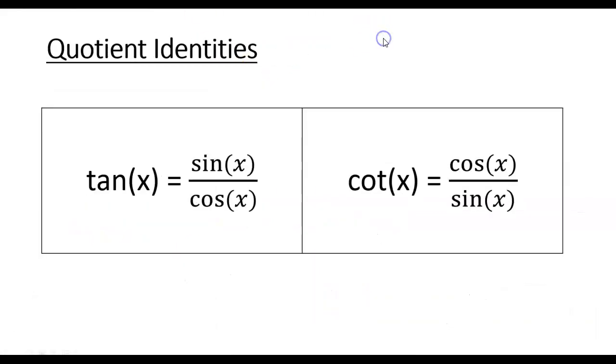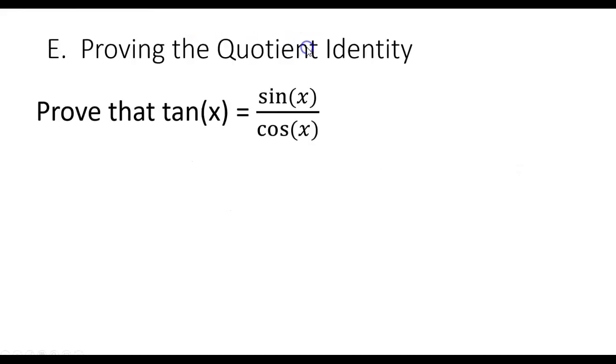All right, let's go ahead and move on and take a look at some other types of identities called the quotient identities. And I'll prove this on the next slide, but tangent is actually identical to sine over cosine. And since cotangent is the reciprocal of tangent, cotangent is cosine over sine. These are called quotient identities, and we will be using these a lot. So keep those in mind.